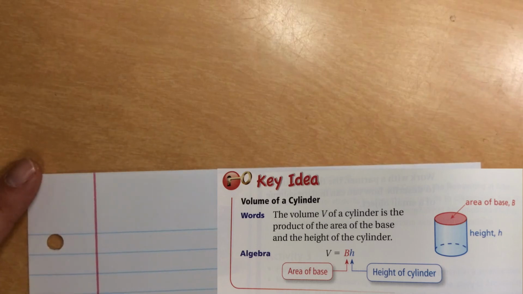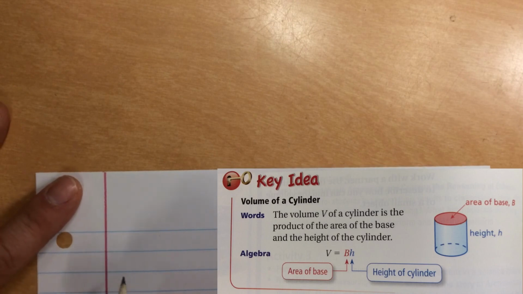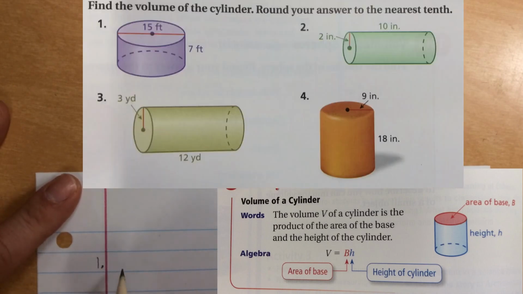All right, this is the chapter review for chapter 15. We're talking about volumes here. And the number one on the chapter review, remember the volume of a cylinder is base times height.